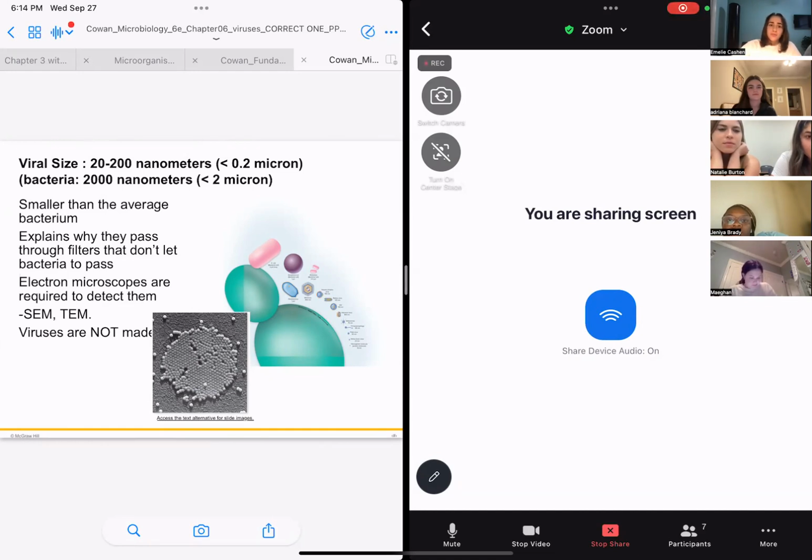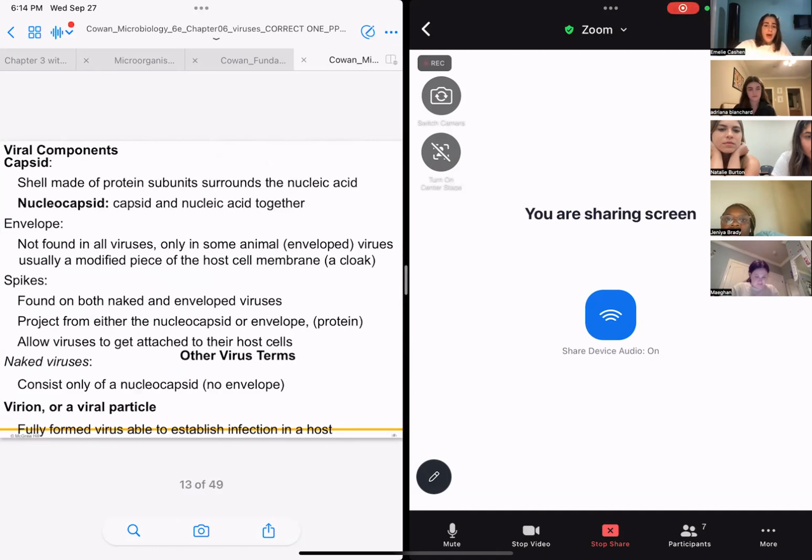And they're not made of cells. Their components include a capsid, which is the shell that we talked about made of protein subunits, and it surrounds the nucleic acid. The nucleocapsid is the combination of the capsid and the nucleic acid together. Next, we have the envelope, and not all viruses have an envelope, only some. Then we have spikes, which are found on both naked and enveloped viruses, and they project from the nucleocapsid or the envelope, and allow viruses to attach to host cells. A naked virus consists of only the nucleocapsid, not the envelope. A viral particle, or virion, is a fully formed virus able to establish infection in a host.